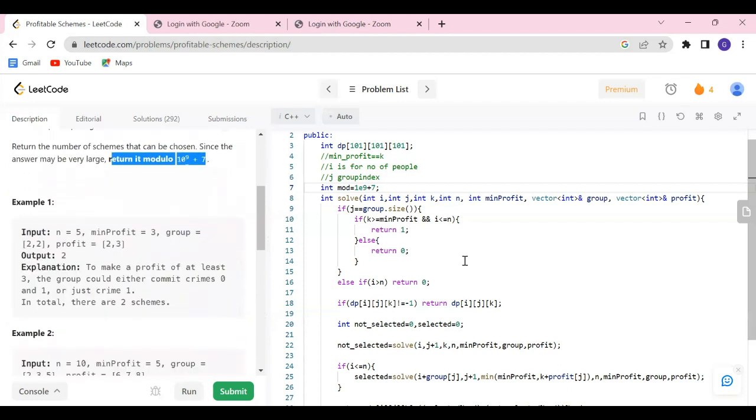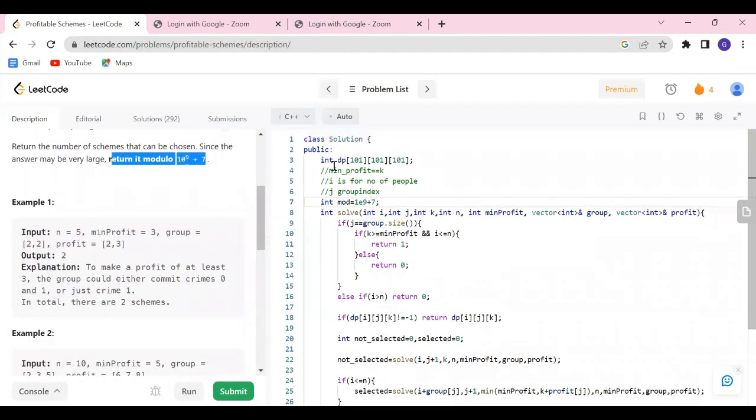So we declared one 3D DP. Why have we taken a 3D DP? Because three elements are varying every time. So what are those three elements? We have taken a DP of I, J, and K. What is I? I is for the number of people. For every possibility, there are different numbers of people. Then K is what? K is the minimum profit. Every time the profit is varying, so that means we have to track that profit. We have declared a K.